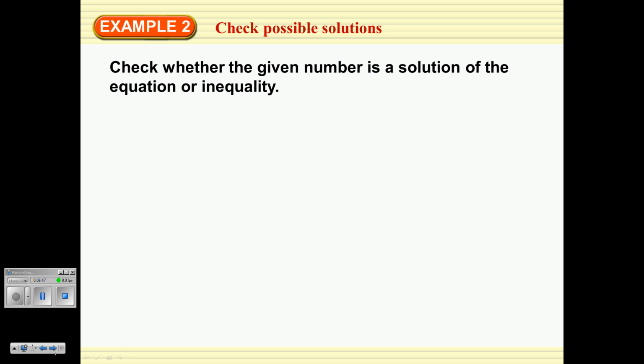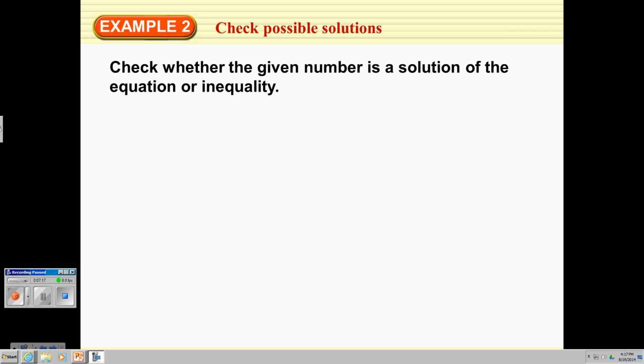All right, example 2, checking possible solutions. Instructions say, check whether the given number is a solution of the equation or inequality, whichever is given. And you have these on your page. Your notes say, sometimes substituting in certain numbers for the variables ends up making the equation or the inequality false. When it is false, it is not a solution. So let's do a couple of these.